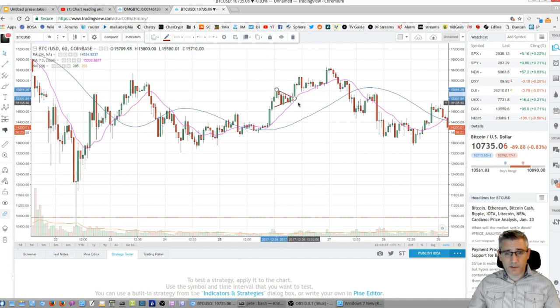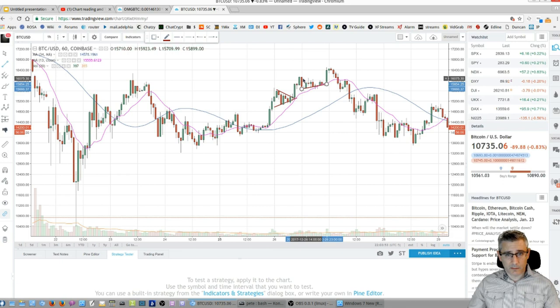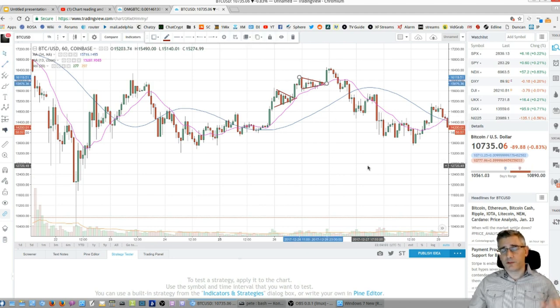Okay, there's one, and you can see as soon as it got squeezed, and then when it couldn't go anymore, it broke north and then did it again. There you go. So you'll see these over and over and over again. They don't always follow this rule always, but most of the time.